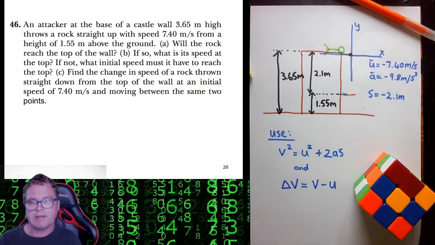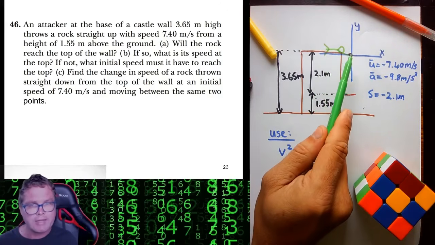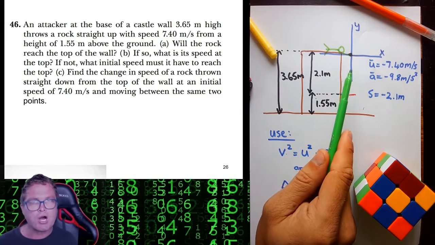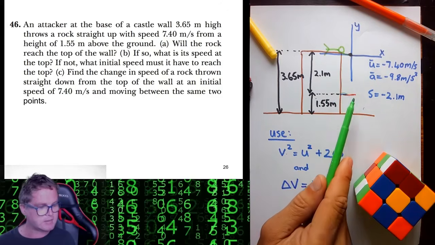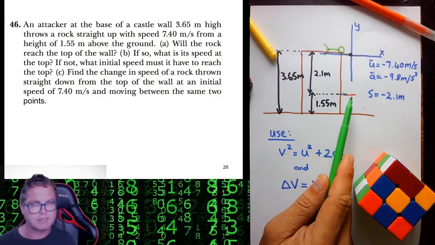We take a look at part C of the problem, which speaks about a slightly different scenario. They say find the change in speed of a rock thrown straight down from the top of the wall at an initial speed of 7.4 meters per second and moving between the same 2 points. So in this case, for example, there's a person on top of the wall now. He's throwing a rock downwards at 7.4 meters per second, and we are asked to calculate the change in velocity between this point here and the same 2 points. The second point refers to this point 1.55 meters above the ground.